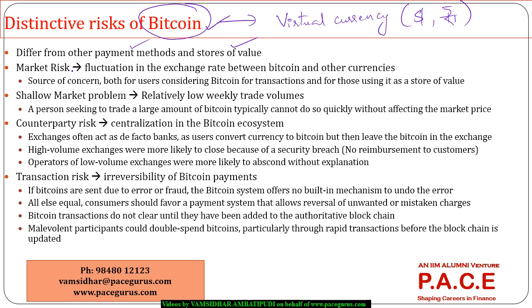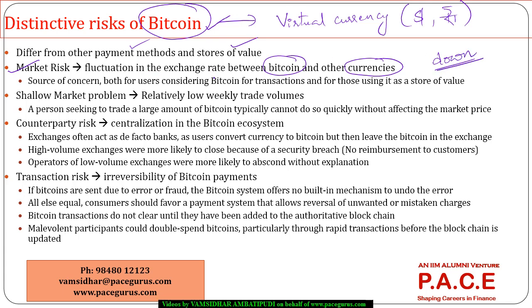So the kind of risks that are associated with it are majorly different from the risks associated with traditional currency. First, if I look at market risk, the exchange rate between Bitcoin and other currencies can change. Because of it, the Bitcoin values can go down. The electronic currency value can go down.